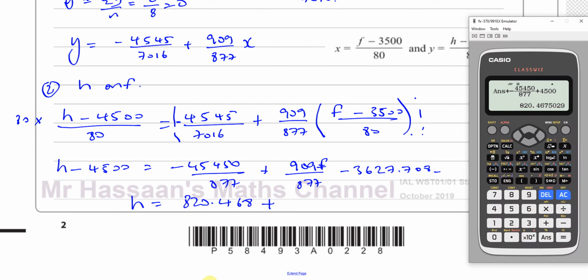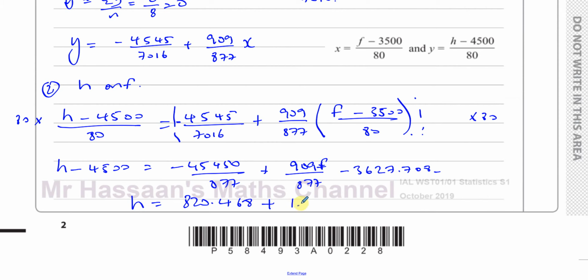Let's write that as a decimal. Recall B. Okay, what's this as a decimal? That's 1.03648. All right, so that is times f. So that is your regression line that we're looking for.